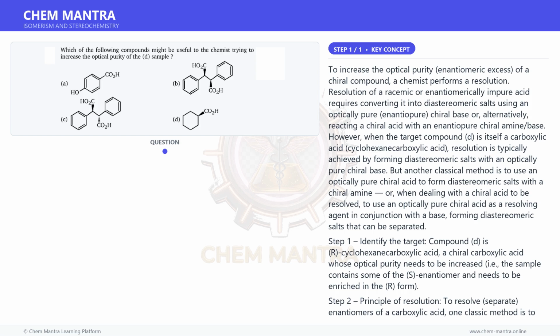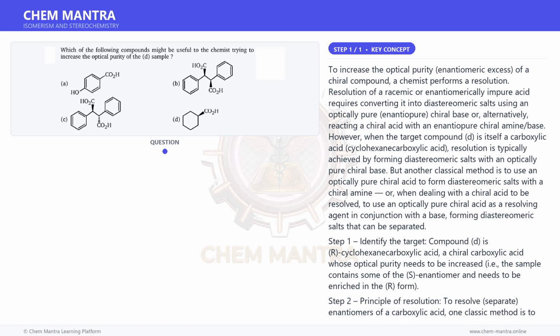To increase the optical purity, enantiomeric excess, of a chiral compound, a chemist performs a resolution. Resolution of a racemic or enantiomerically impure acid requires converting it into diastereomeric salts using an optically pure, enantiopure, chiral base or, alternatively, reacting a chiral acid with an enantiopure chiral amine base.